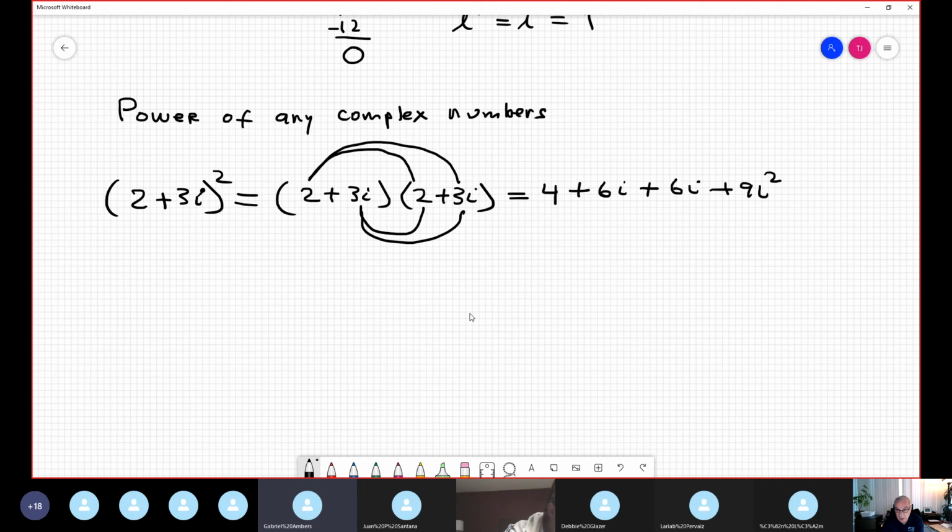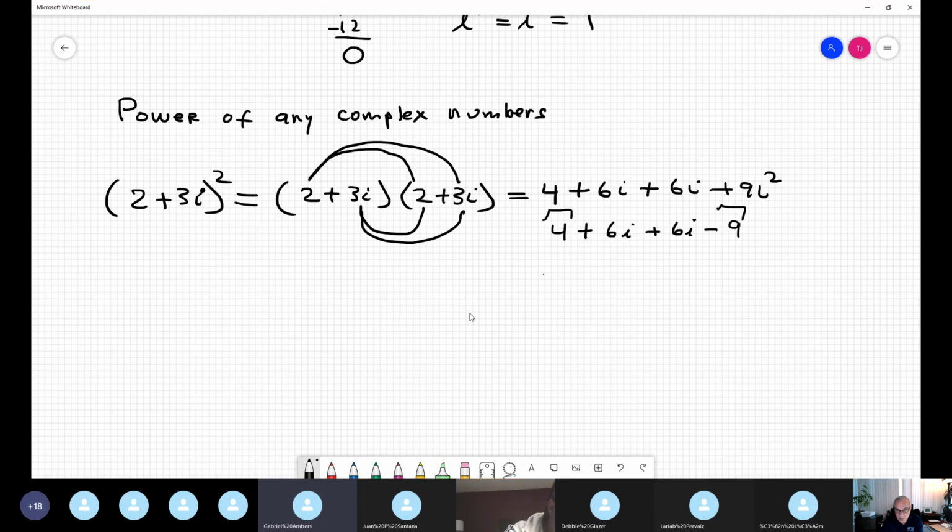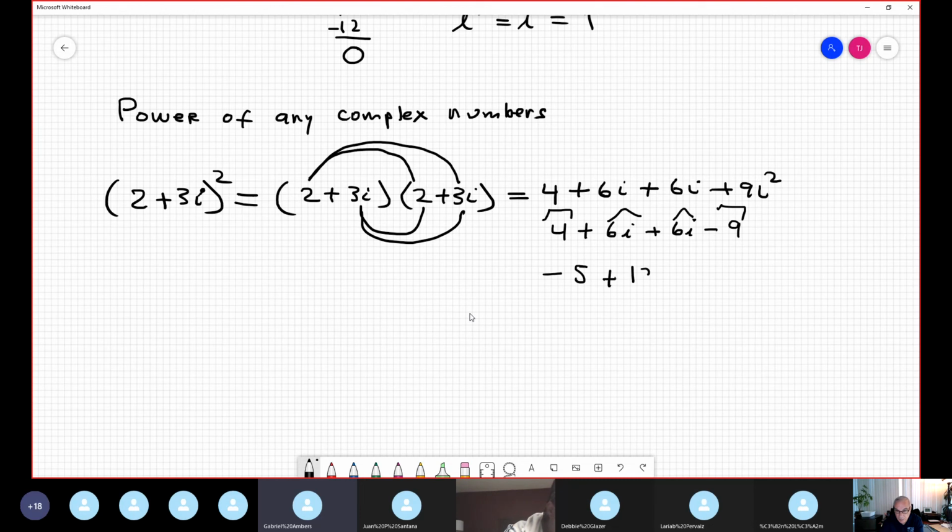So you duplicate. Now the next step is to replace, as always, i squared for -1, so negative 9, equal to -9. And we're ready to combine like terms. This and this together is -5. And this and this together is 12. Boom, finalize. Good or not good?